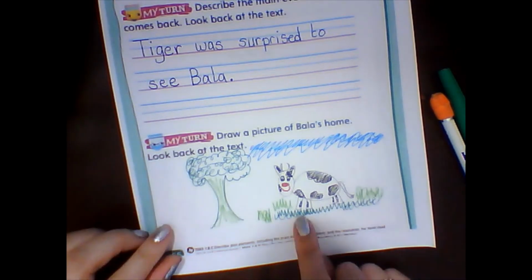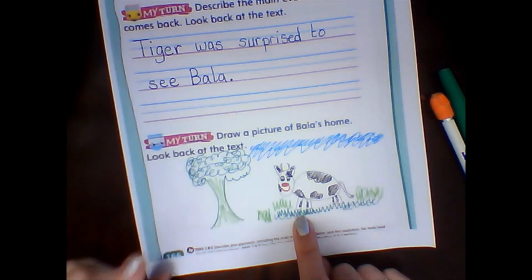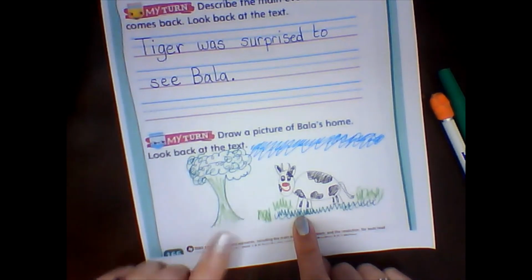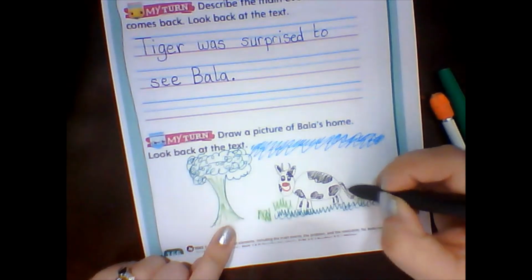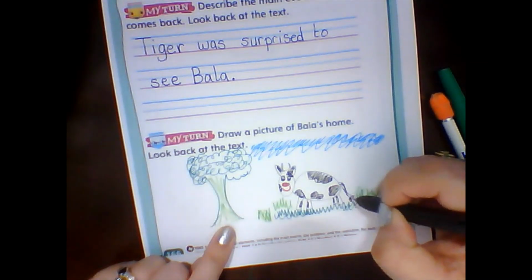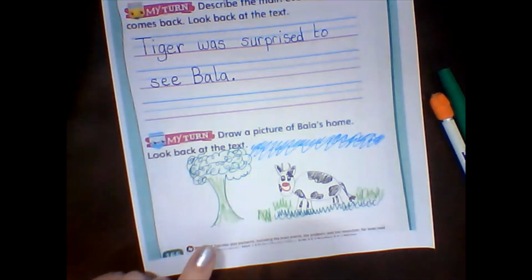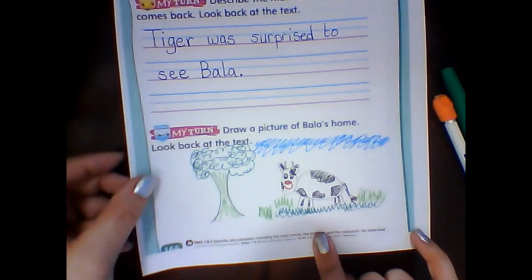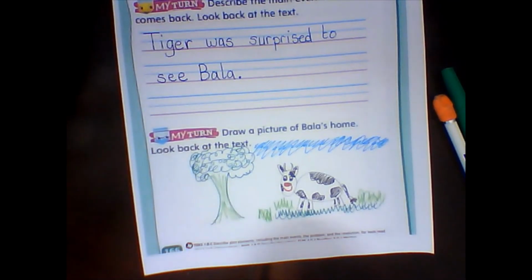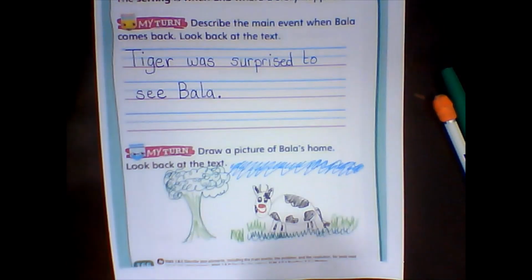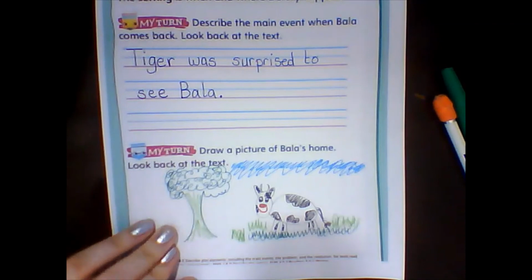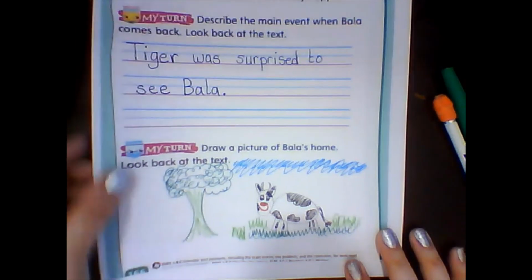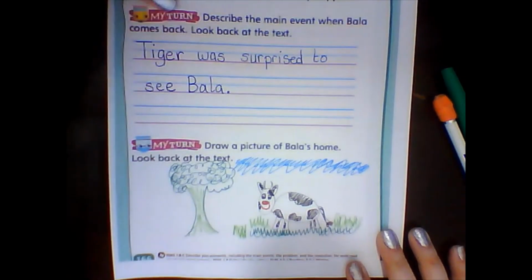So here we have a picture of what Mrs. Morris remembers from the story of what Bala looks like and the home that she lives in. Okay, so this is what I want you guys to do. Once you have drawn your pictures, then you can go on to the next question.